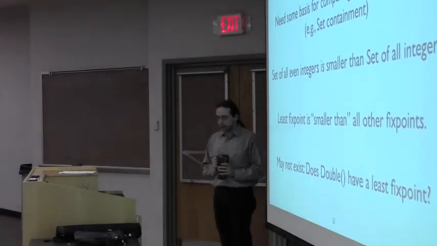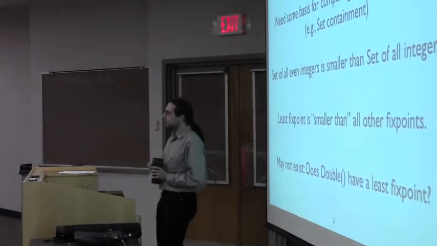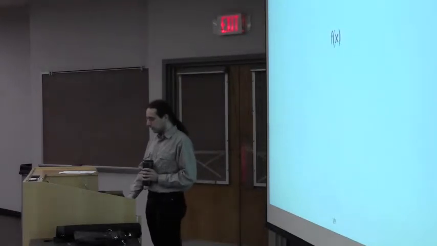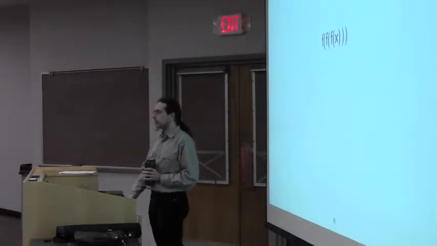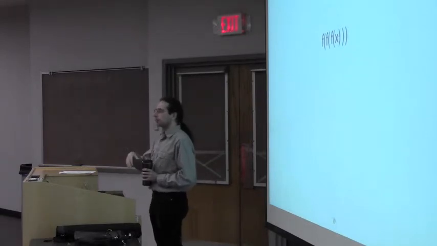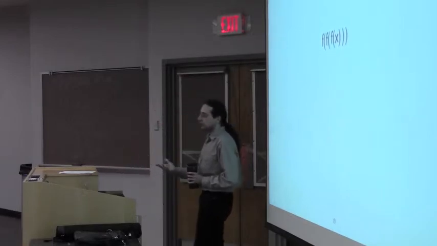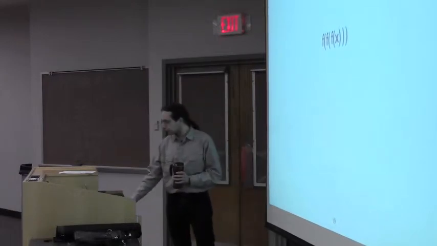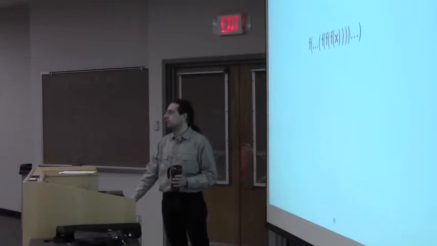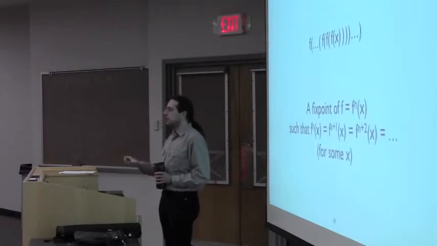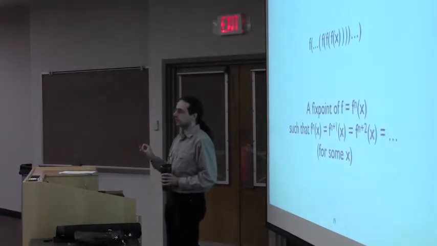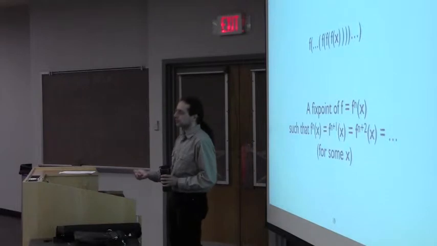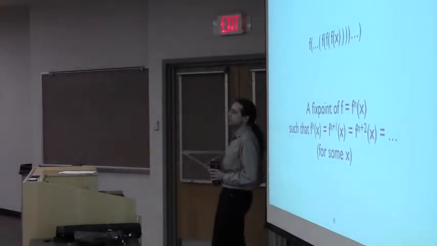So the fixed point is x? No, the fixed point is what happens when you keep evaluating f repeatedly on some x. So for example, for the double function, there are actually multiple fixed points. The set of all even numbers is a fixed point, and the set of all integers is also a fixed point, depending on where we start.